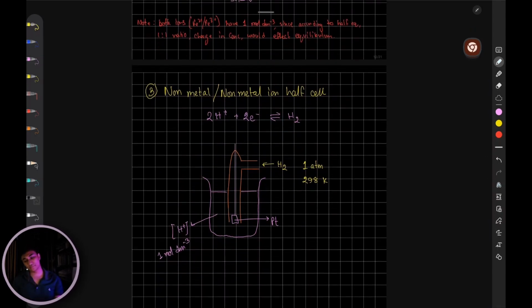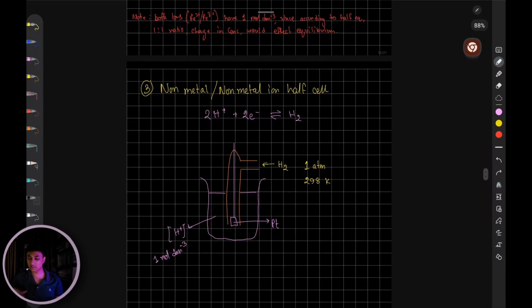Now the last one is the non-metal and non-metal ion half cell. You mostly see it with respect to the hydrogen ion and hydrogen gas. So in this case, what you're going to have is a platinum wire connected to a platinum surface, right? That acts as the place where hydrogen ions get to gain the electrons. It's a place where the reactions are going to take place, a surface area, right?